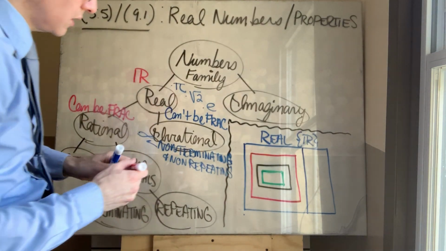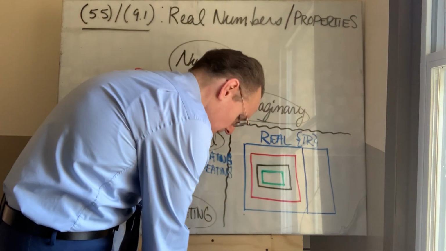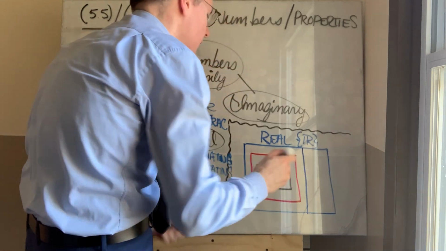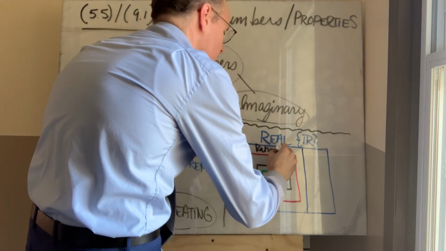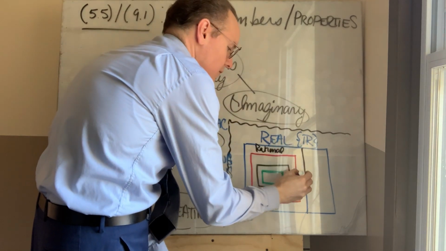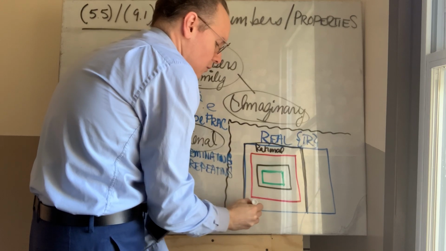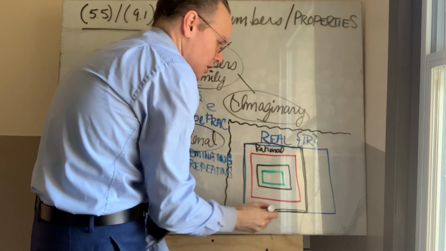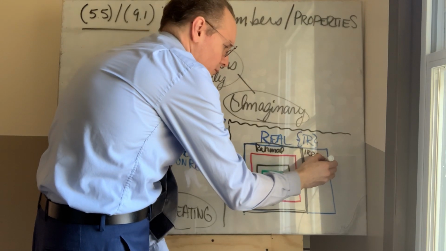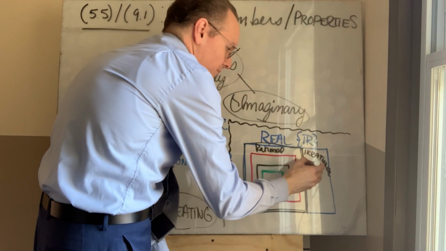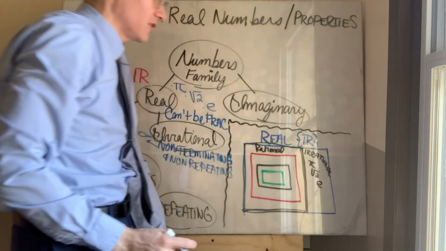Let's see. I'm going to put this in here. Rational would be the inside of this, just up to this point, to this edge here. So anything enclosed by this would be classified as rational, and anything that is on the opposite side of this would be irrational. So you would have pi, again, the square root of 2, and e on this side.